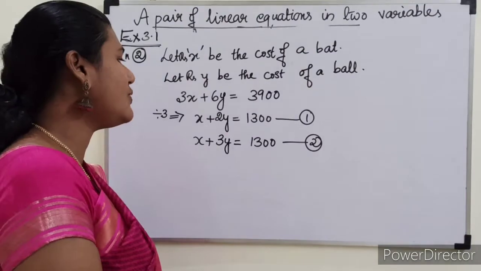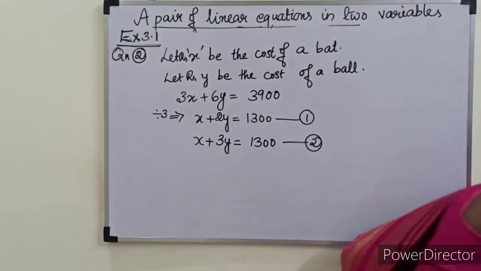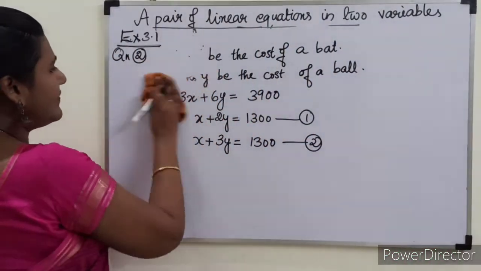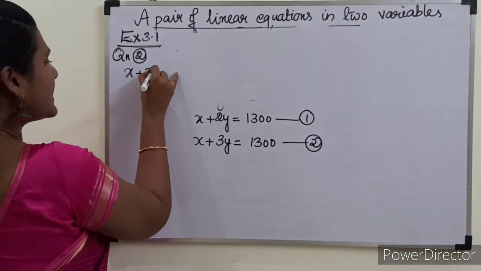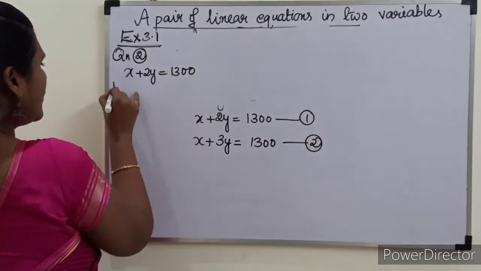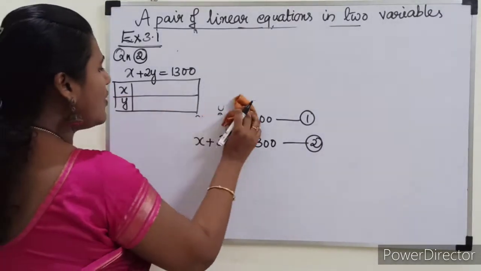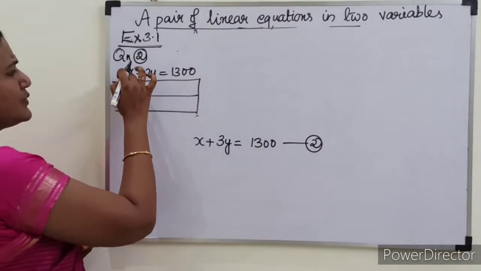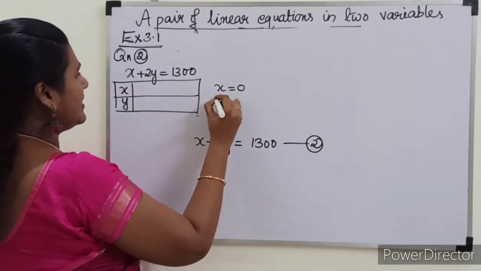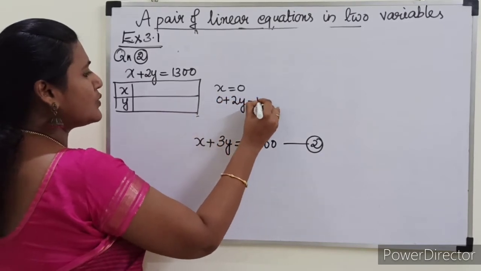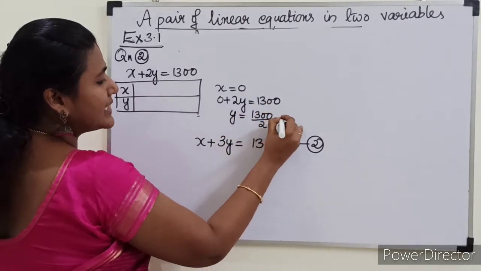So now we are going to draw the graph of these two equations. First we will find the solutions of these two equations. First we will find the solutions of the first equation, x plus 2y is equal to 1,300. We are going to find two solutions, that is enough. When you substitute x is equal to 0 in this equation, we get 0 plus 2y is equal to 1,300. So y is equal to 1,300 by 2, that is 650.